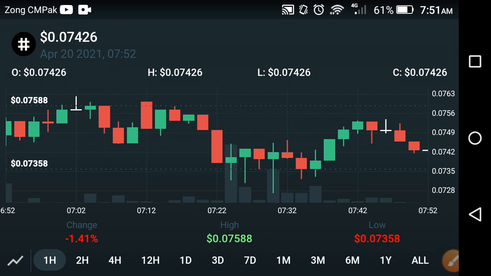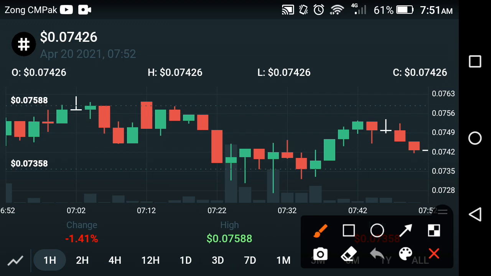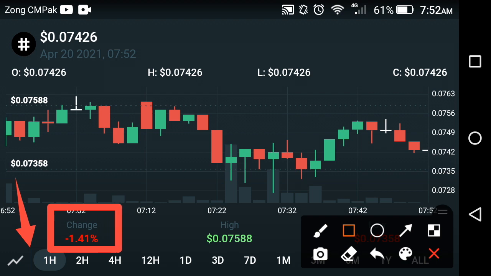If you look at the Reserve Rights token, the price change in the last 1 hour is, as you can see here, negative 1.41%. The high price of Reserve Rights token in the last 1 hour is 0.0758 USD.